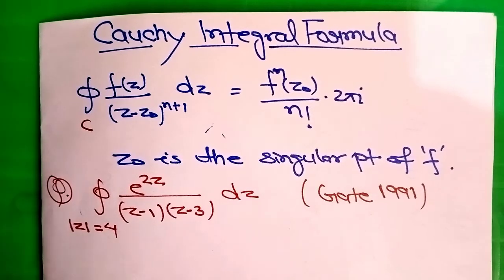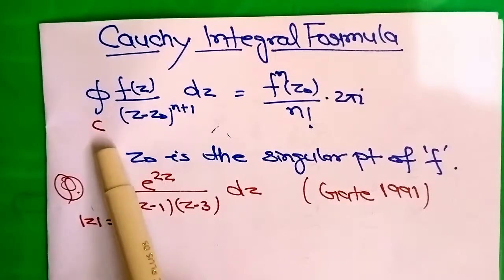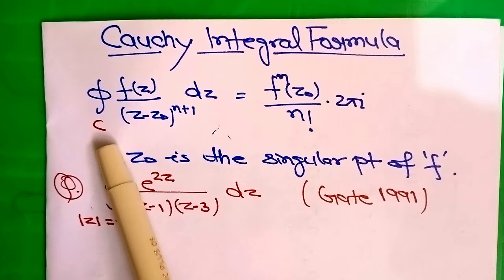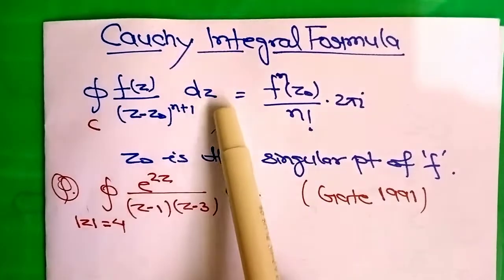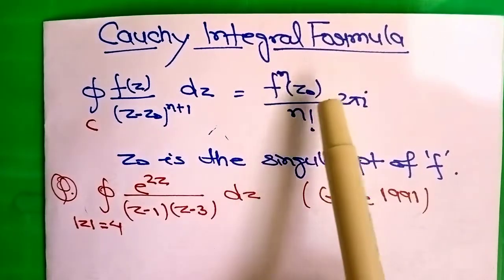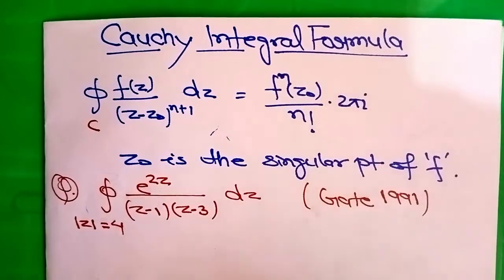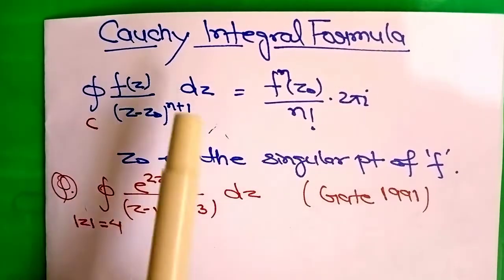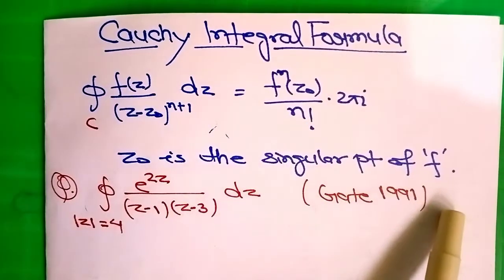So here I have written the Cauchy integral formula first. This is the sign for contour integration on contour C. The integral of f(z) upon (z minus z naught) to the power n plus 1 dz is equal to f^n(z naught) upon n factorial, times 2 pi i. Here z naught is the singular point of that function, the complex function f.